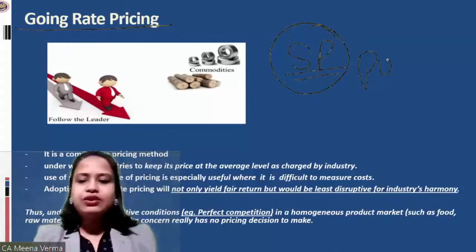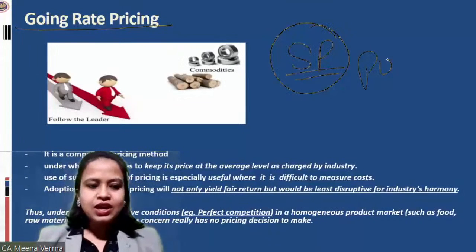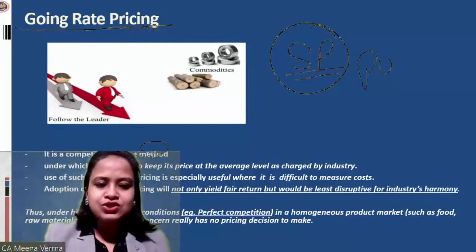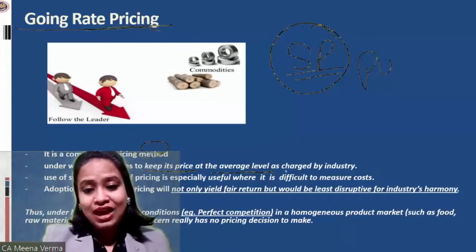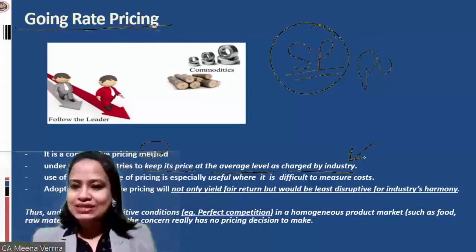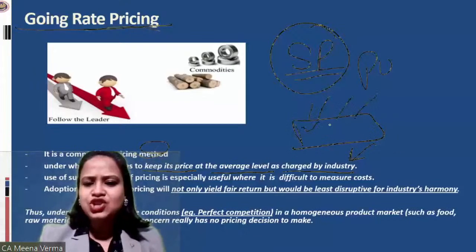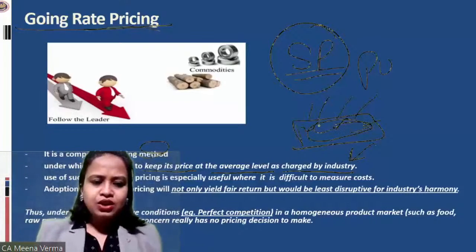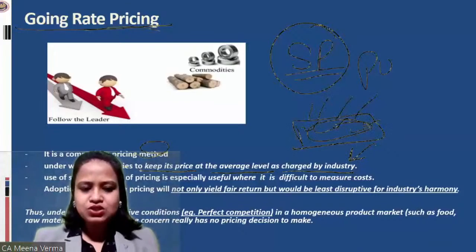First let us understand what going rate pricing is. It is a method under which the firm tries to keep its price at the average level as charged by the industry. So in any kind of industry, you will consider the average of the price charged by other competitors, and then use that for deciding the selling price of your own product.